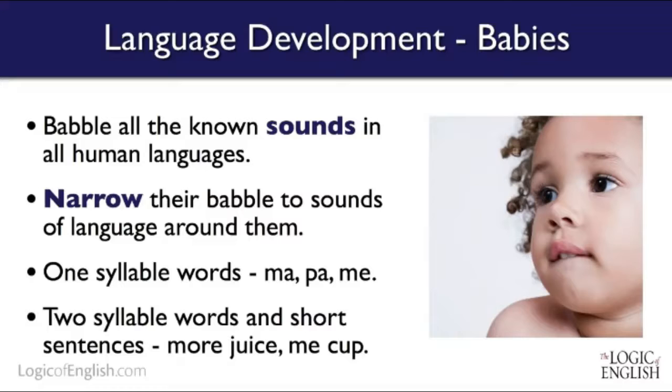They then begin to combine those sounds into short words, such as ma and pa or me. And then they begin to combine those words into short sentences, or to develop some two-syllable words: more juice, me cup. And slowly they begin to build those words into sentences and longer and more complex words. They do not go from not saying anything to speaking in sentences overnight. They're very, very systematic about how they learn to speak. Now, they do this innately, by the way. The human brain is just wired to learn how to speak.